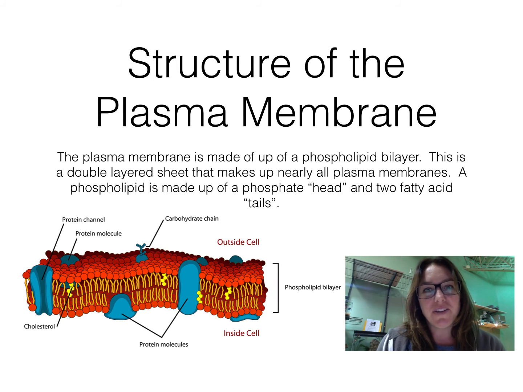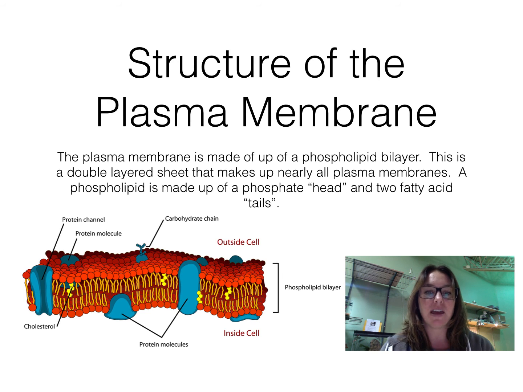Now that we know the definition of the plasma membrane and the actual function of the plasma membrane, we need to learn about the structure of the plasma membrane. So the plasma membrane is made up of what's called a phospholipid bilayer. Bilayer meaning two, bi means two layers. Phospho is a phosphate group and lipids are fats.